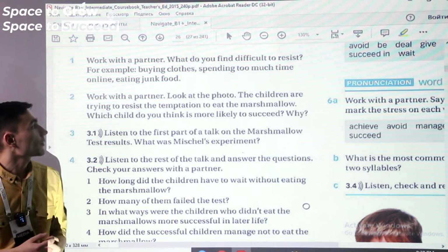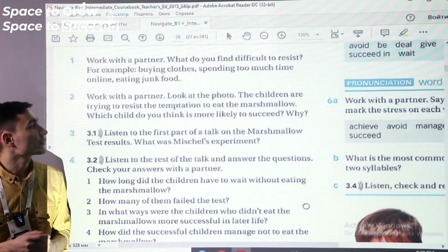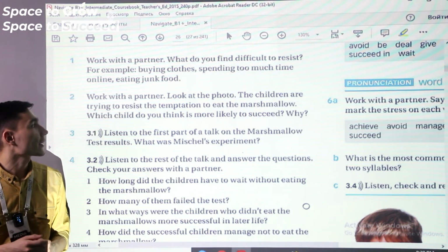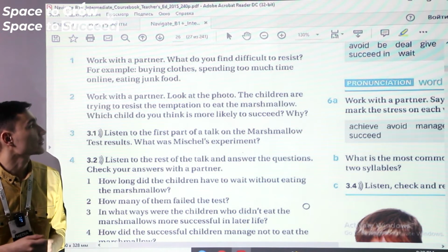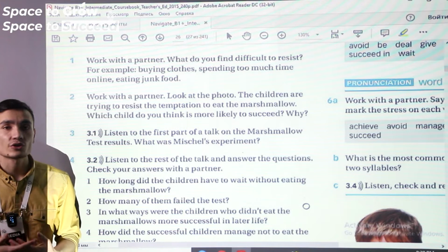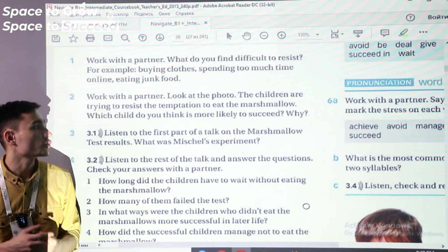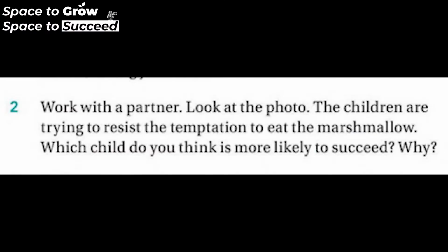Exercise 2. Work with a partner. Look at the photo. Children are trying to resist the temptation to eat the marshmallow. Which child do you think is more likely to succeed and why? Pause the video and look at the pictures in your book and try to find who is more likely to succeed in this challenge.